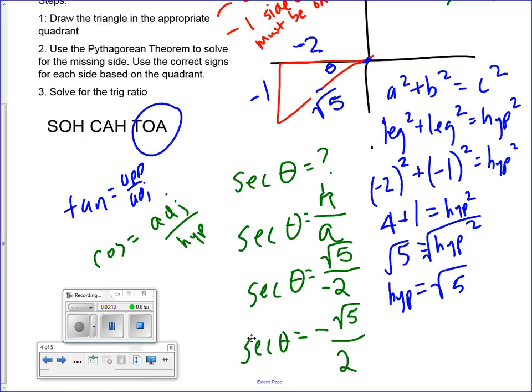So to recap, we drew the triangle in the third quadrant because we were told we were looking between pi and 3 pi over 2. We labeled the 1 and the 2 opposite and adjacent because we know tangent. We used negative signs because we're in quadrant 3. We used the Pythagorean theorem to get the square root of 5. And then we figured out secant, the reciprocal of cosine, is hypotenuse over adjacent, using the numbers from the triangle.